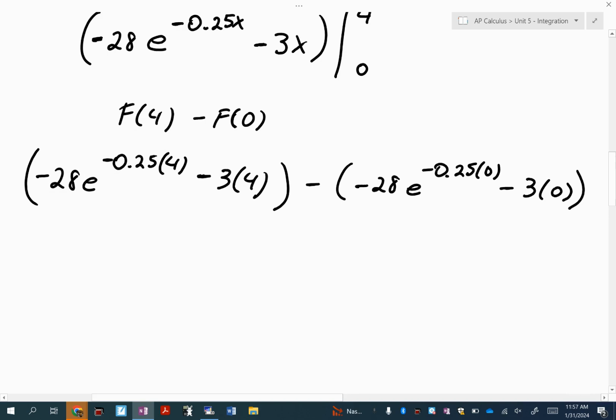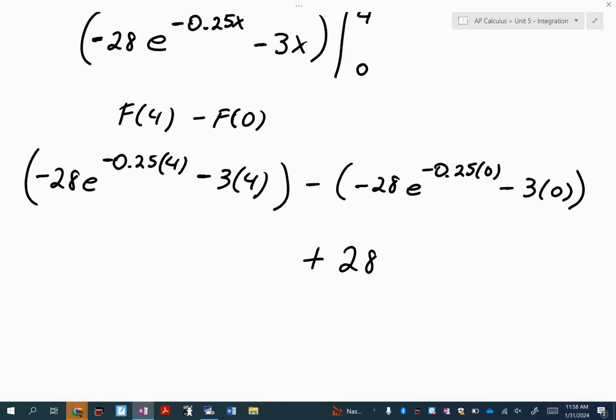It is a lot, yes. Just wait till college. All right, so this is 0, right? 3 times 0 is 0. But 0 times negative 0.25 gives me 0. But in the power, where the base is e, what is e to the 0 power? It is 1. So this is negative 28 times 1, which is negative 28. But remember, what am I doing? I'm subtracting that, so I'm actually going to write plus 28.